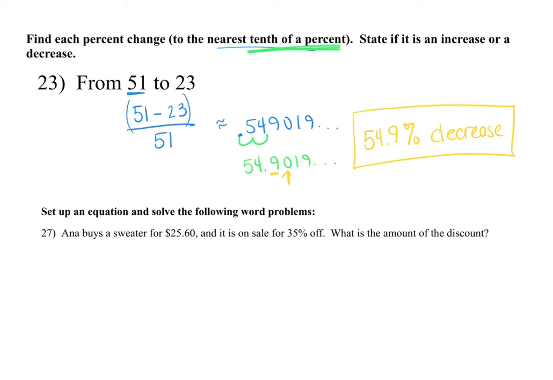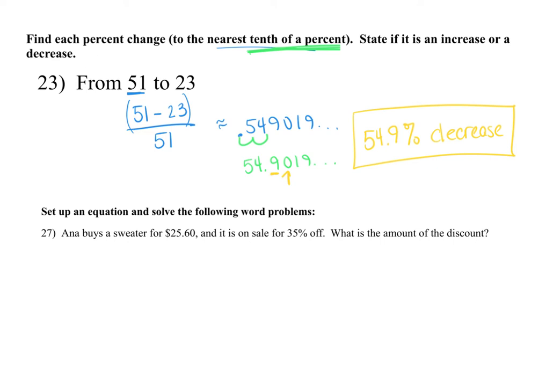Anna buys a sweater for $25.60 and it is on sale for 35% off. What is the amount of the discount? So these are really just percent problems, right? They're asking for the amount of the discount, not the discounted sale price, but the amount of the discount. So what I'm really solving for is the part that they're going to take off, right? So the whole times the percentage is going to equal the part that they're going to take off. These are identical to what we've been doing.